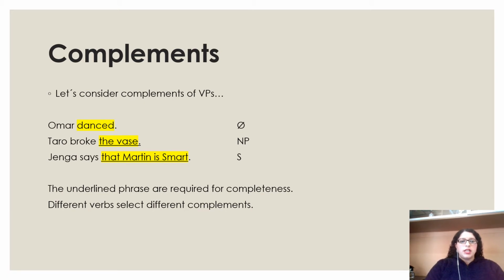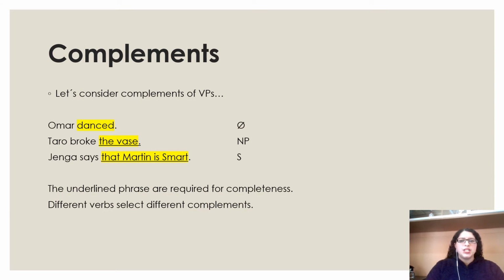So let's look at some examples. Here I have Omar dances. Now the verb phrase is dances. This verb doesn't have any complements because it is intransitive. Dara broke the vase. So the verb phrase here is broke. Now to complete the meaning of the verb phrase, you need the object, the vase. So this is a noun phrase complement here.